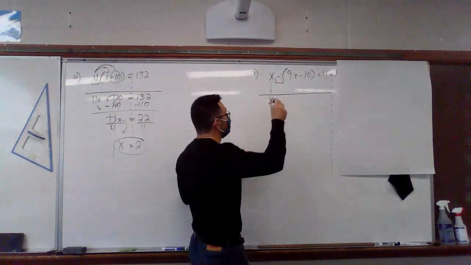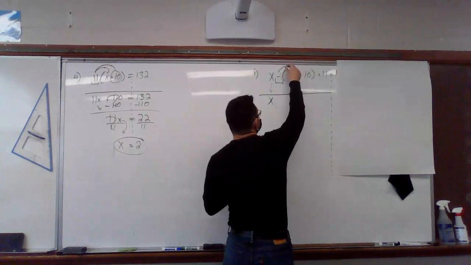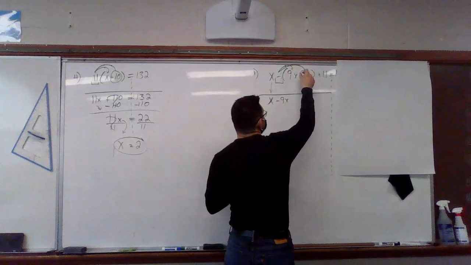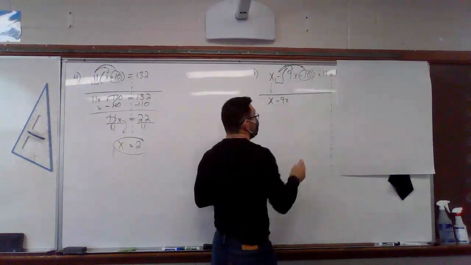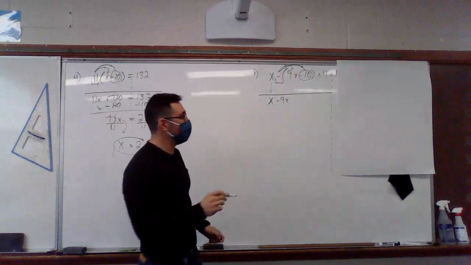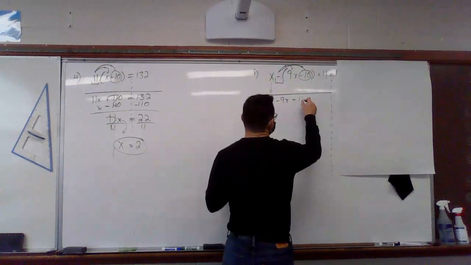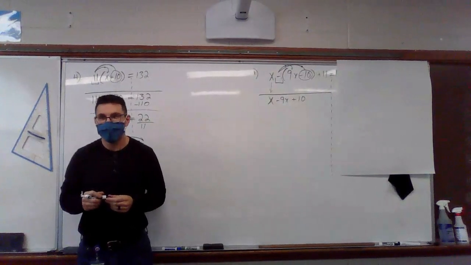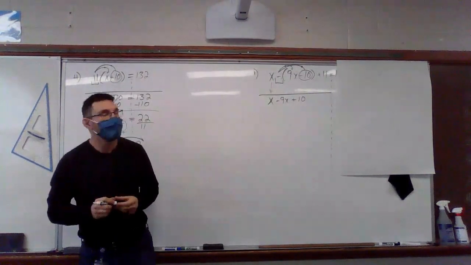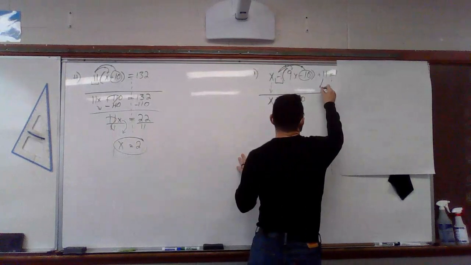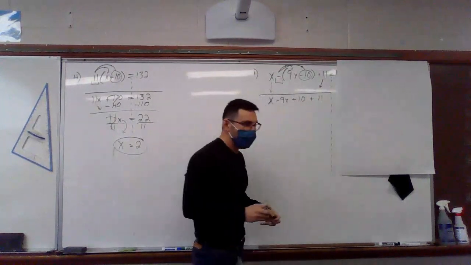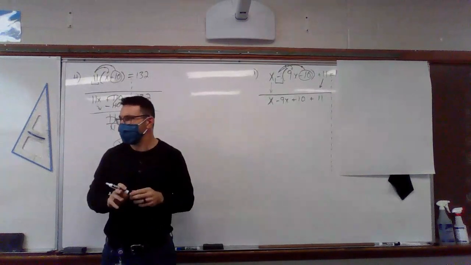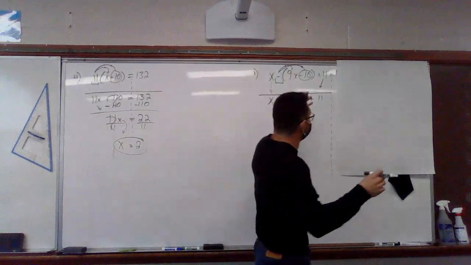Then we distribute. -1 times +9 is -9x. -1 times -10. Negative times a negative is +10. Have I forgotten anything on that side? What happens to that +11, Stephen? It just comes down because we didn't touch it. Oh, okay. So now we've distributed. We only saw half of it. Does that help a little bit? Sure. So we've distributed on this side.